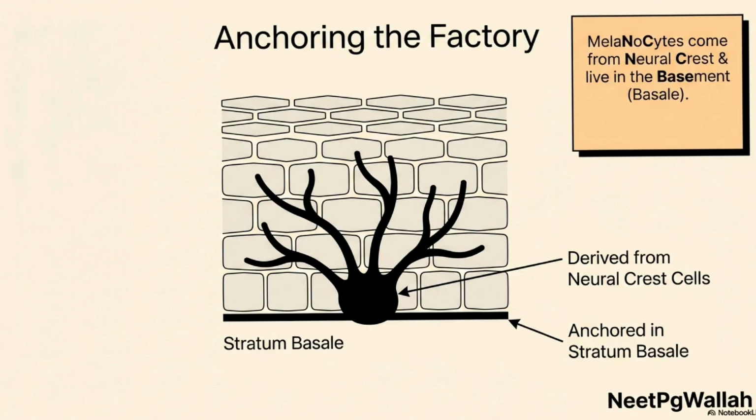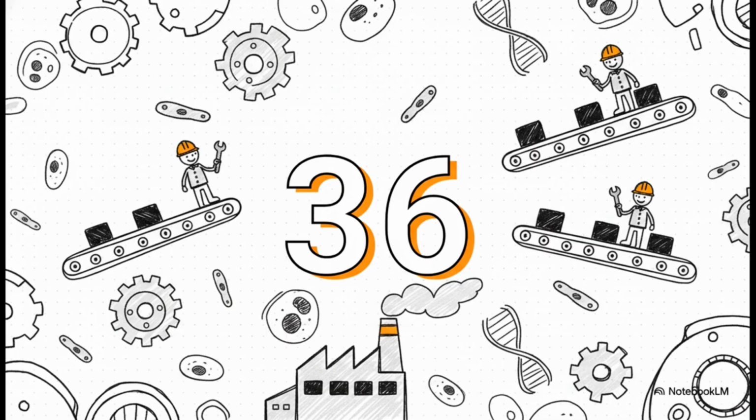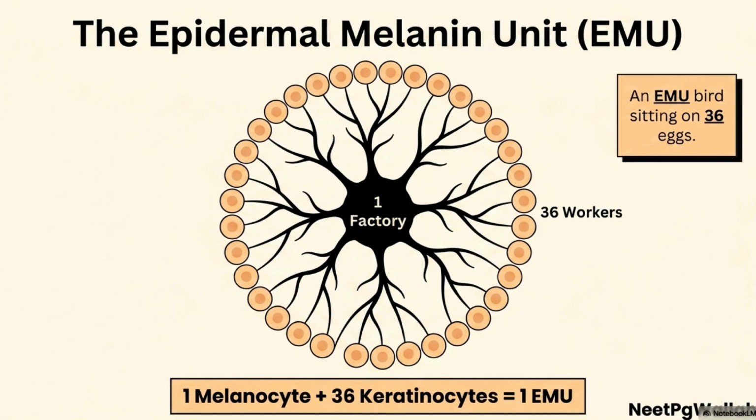Now, I want you to lock this specific number into your brain, 36. Why? Because every factory needs its workers, right? And our melanocyte factory runs a very tight, highly specific ship. This illustrates what we call the epidermal melanin unit, or EMU for short. In this microscopic partnership, one single factory cell, the melanocyte right there in the center, tirelessly supplies pigment to exactly 36 worker cells surrounding it, which are known as keratinocytes.